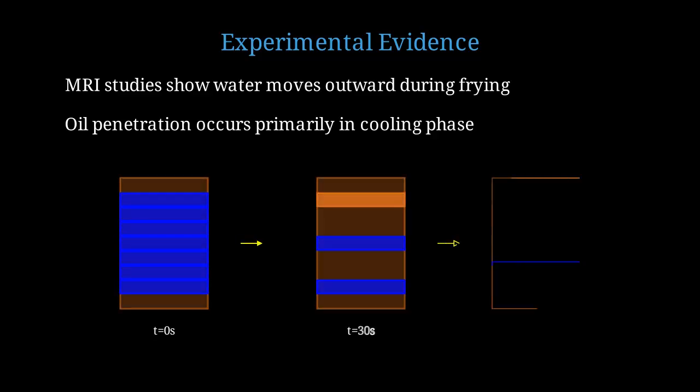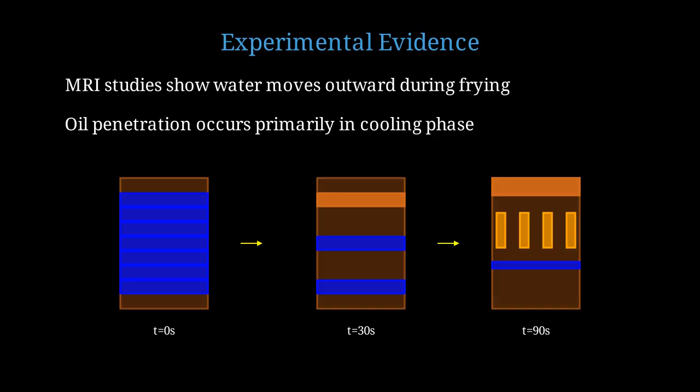Here's a schematic of the progression. Initially, water is distributed throughout. During frying, water escapes and a crust forms. After frying, oil penetrates the dehydrated regions.